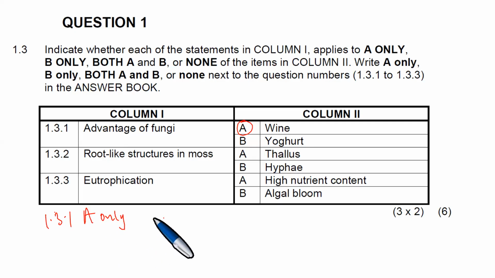It is A only. And now you look at 1.3.2. What is this one? Root-like structures in moss. What do you call the root-like structures in moss? Are they the thallus or are they the hyphae, for example? So you look at any of these. So the root-like structures in moss, are they thallus or are they hyphae?